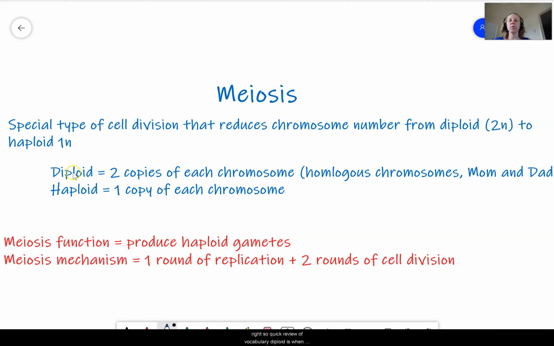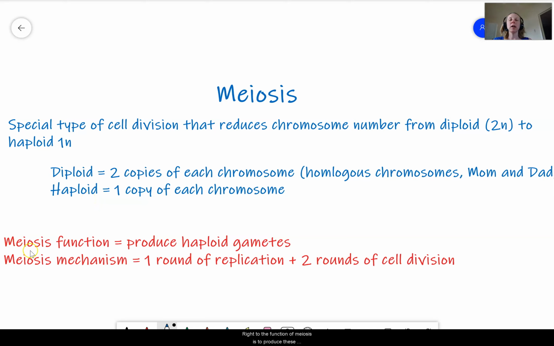All right, so quick review of vocabulary. Diploid is when you've got 2 copies of each chromosome. These are your homologous chromosomes, so they have the same genes, just different versions of them. You've got 1 copy from your mom and 1 copy from your dad. Haploid is when you have only 1 copy of each chromosome in a particular cell. So all of your gametes, all of your sex cells are haploid.